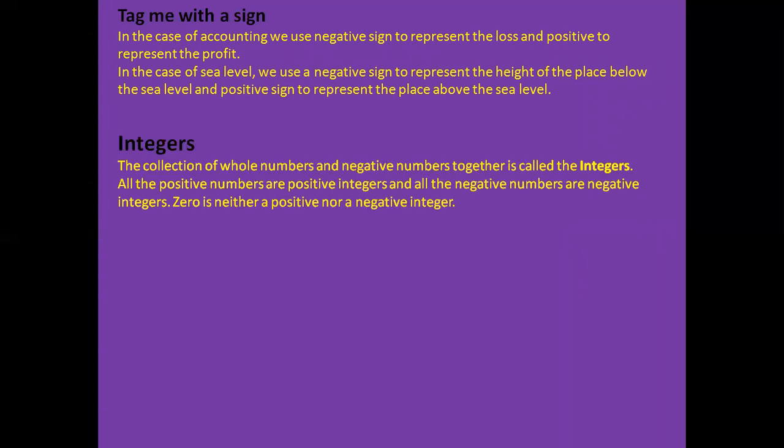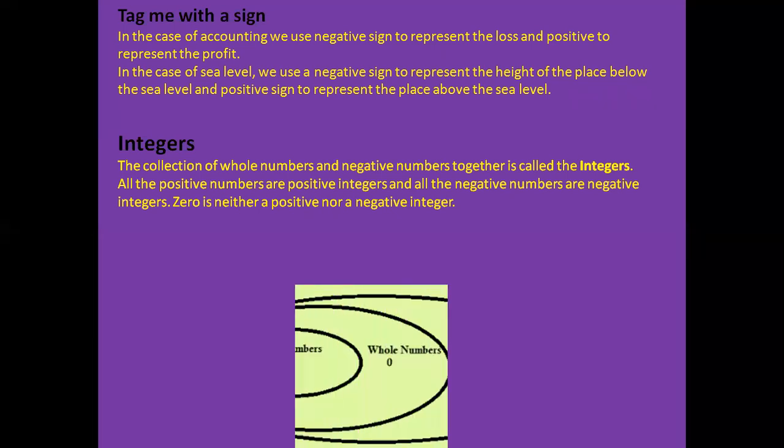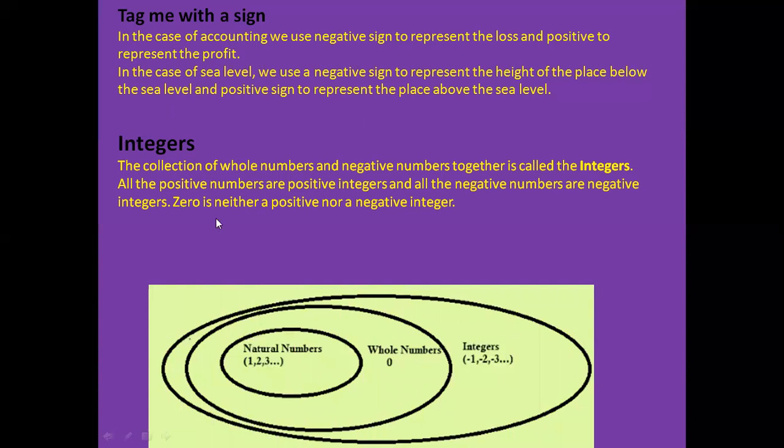In integers, the collection of whole numbers and negative numbers together is called the integers. All the positive numbers are positive integers and negative numbers are negative integers, along with zero. Zero is neither positive nor negative. Then we can say that this is an integer.